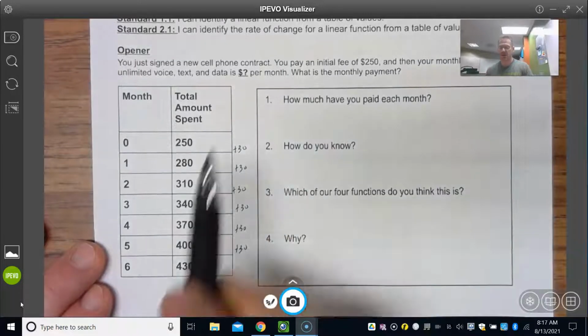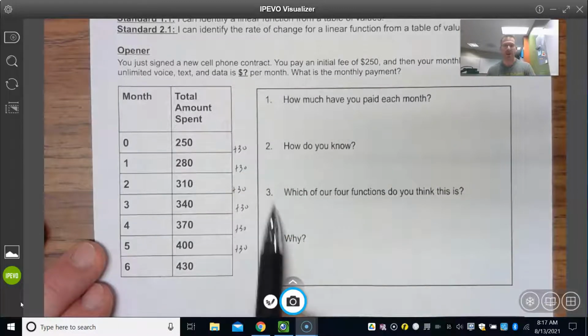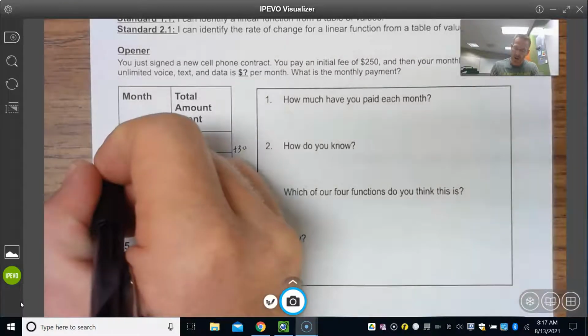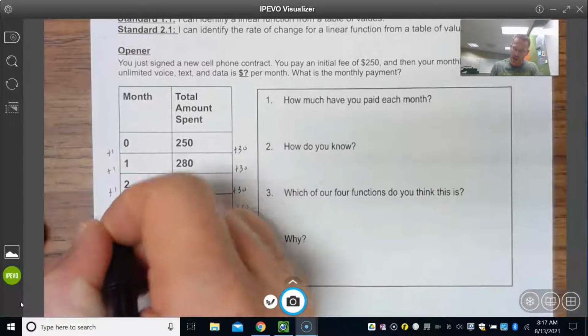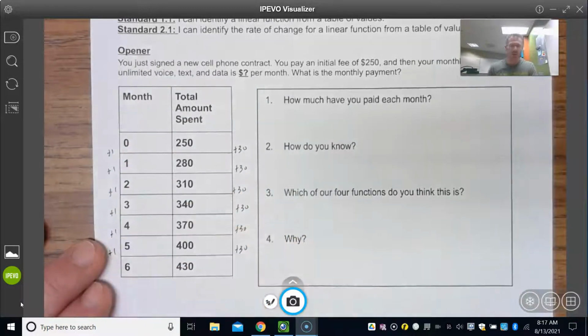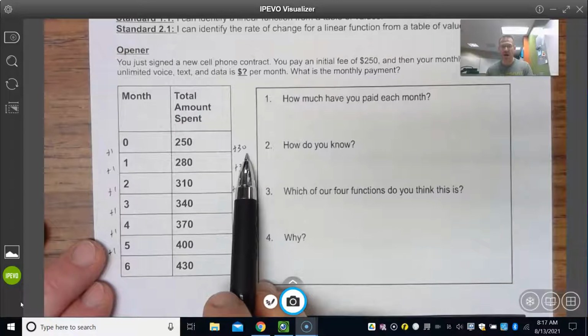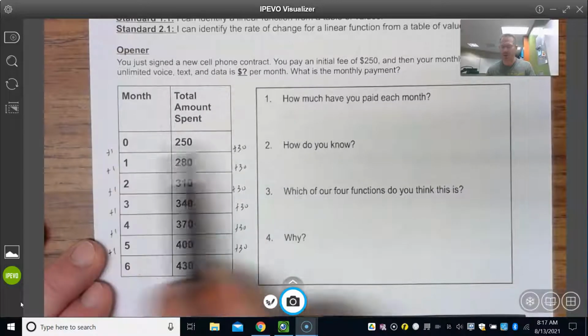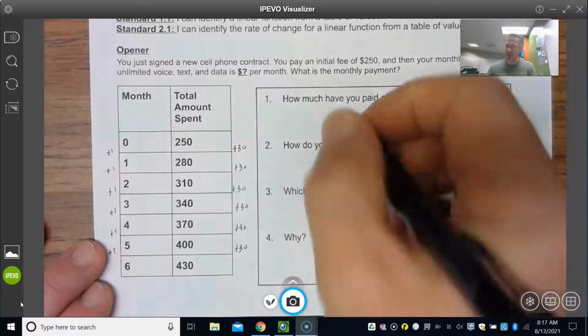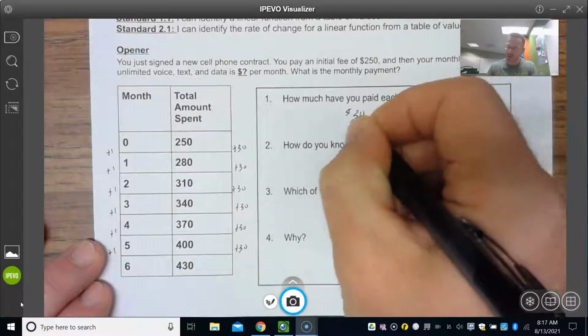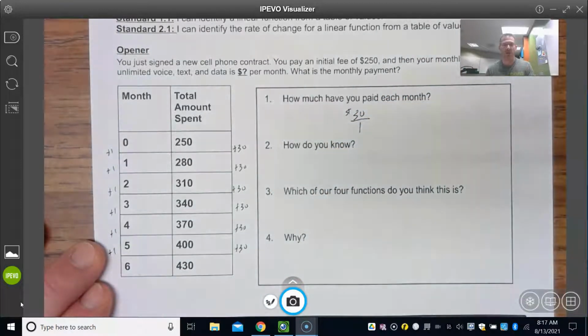But now the key is this is how much you're spending, but then we have to compare it to something. So we come over here to the left column, and notice these are the months. My months are going up by 1 here. So what this is telling me is I'm paying $30 per 1 month. So how much am I paying each month? I'm paying $30 to 1 month.